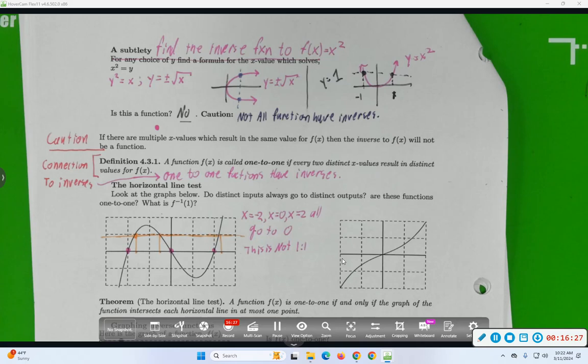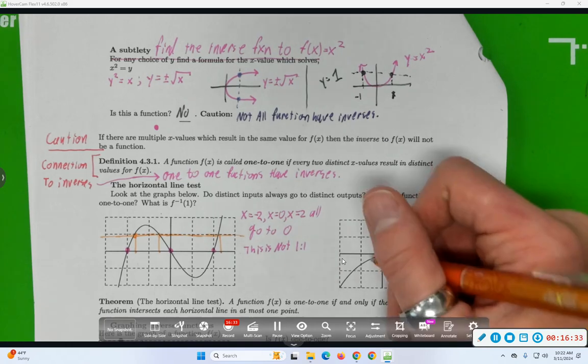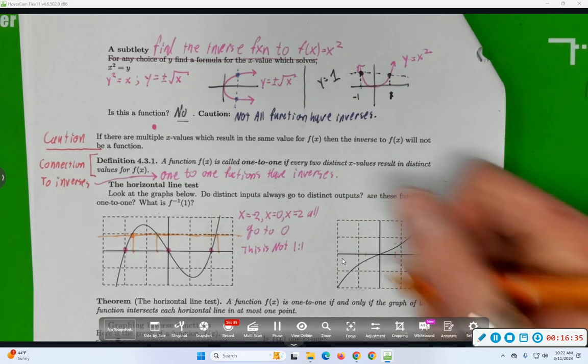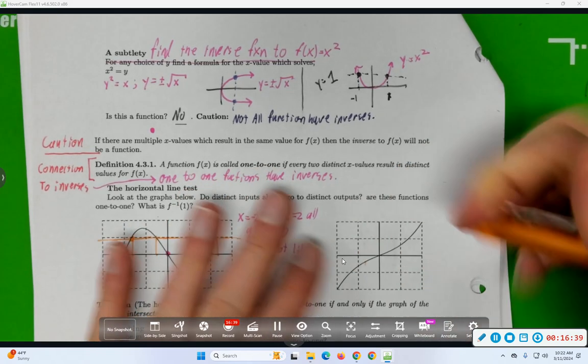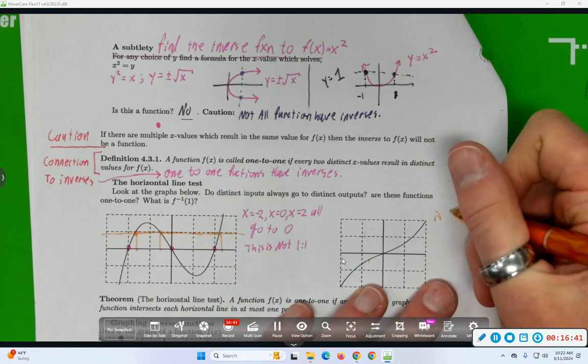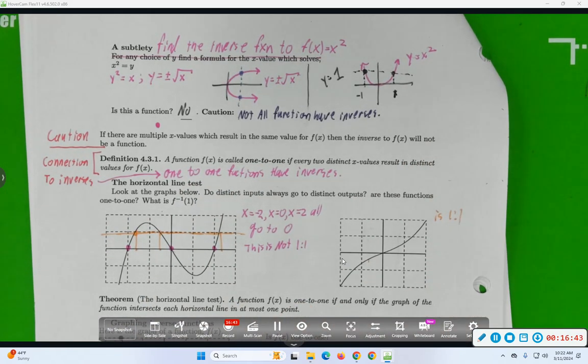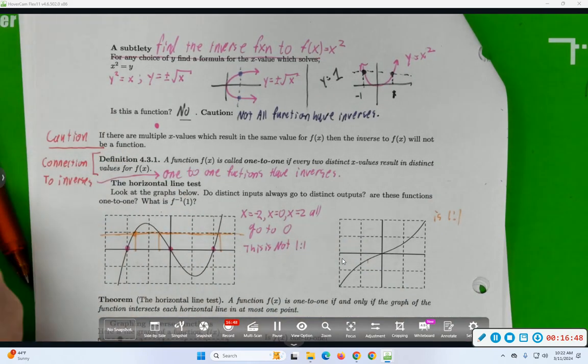How about the second function? Is it one-to-one? Yeah. Whenever you take 2 distinct input values, they both go to distinct output values. So this thing is one-to-one. And since it's one-to-one, it has an inverse function. Let's see what we can read off from the graph.